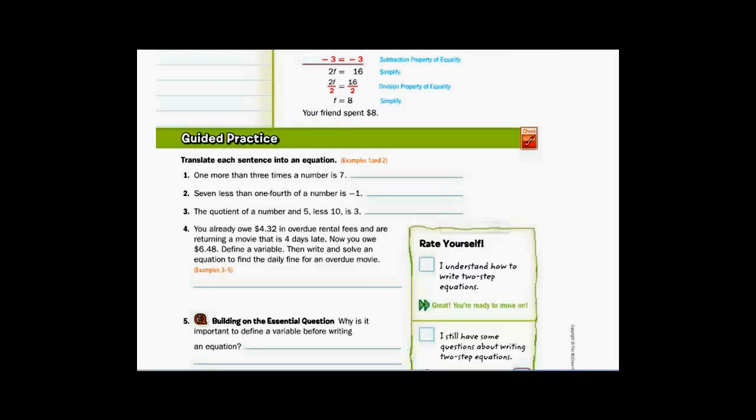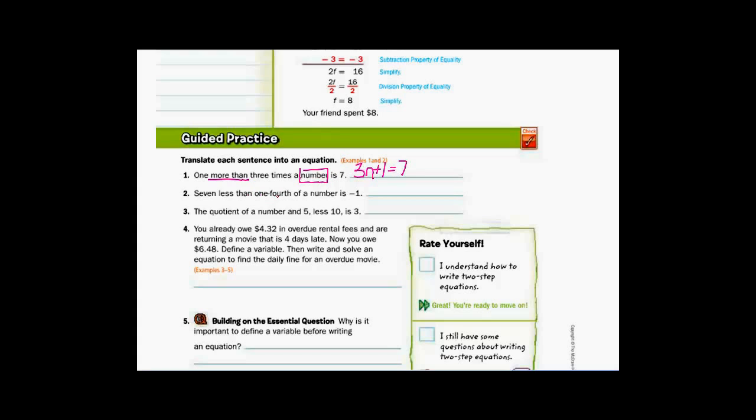All right, let's just go right to guided practice here. 1 more than 3 times a number is 7. Let's just do these together. 1 more than 3 times a number. More than, plus. 3 times a number. Again, we're looking for the number. So if we're talking about 3 times a number, there you go. We want 1 more than that. Plus 1 equals 7.